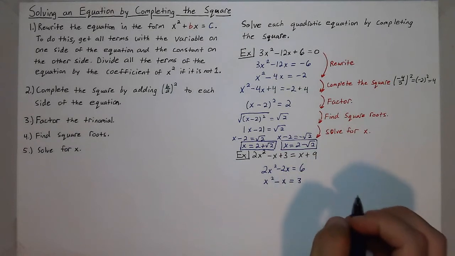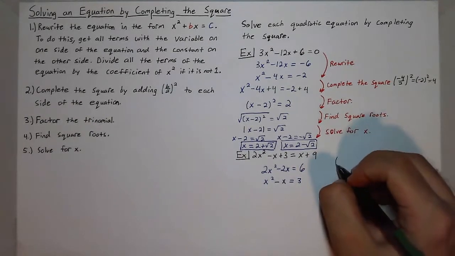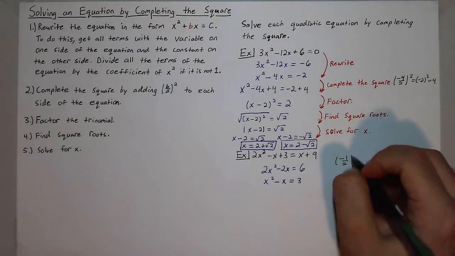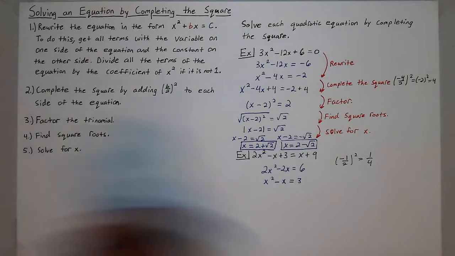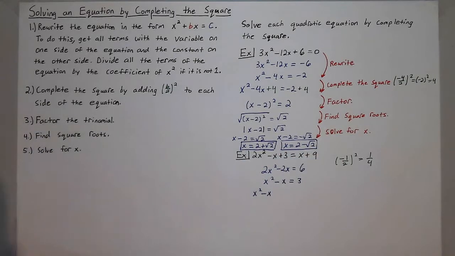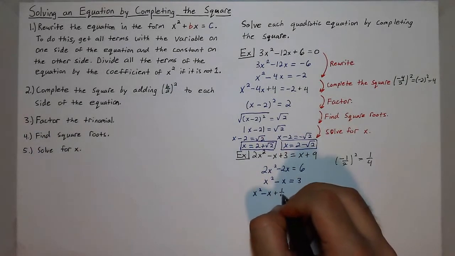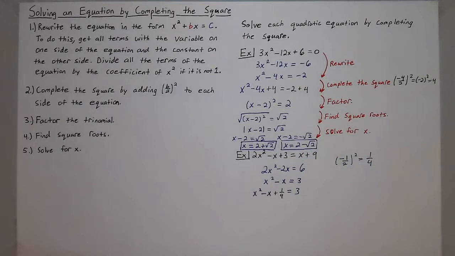And now I will complete the square. Now there is a negative 1 in front of the x. So I need to add to each side negative 1 over 2 squared, which is 1/4. So I'll have x squared minus x plus 1/4 equals 3 plus 1/4.